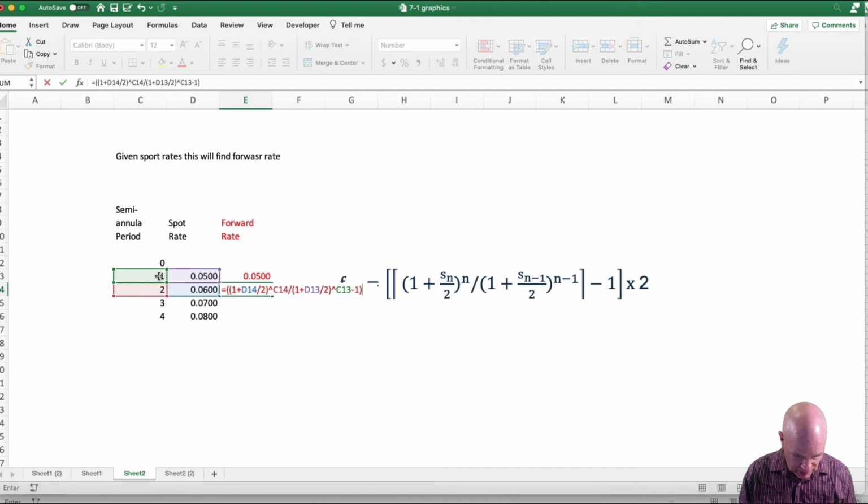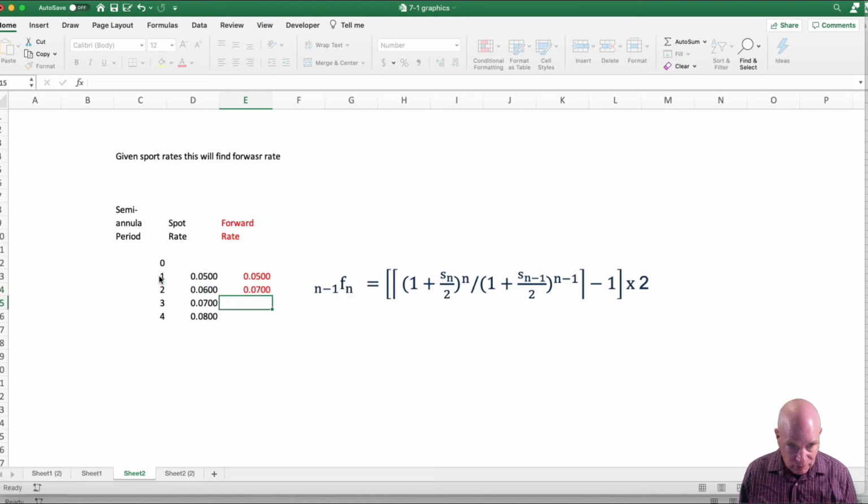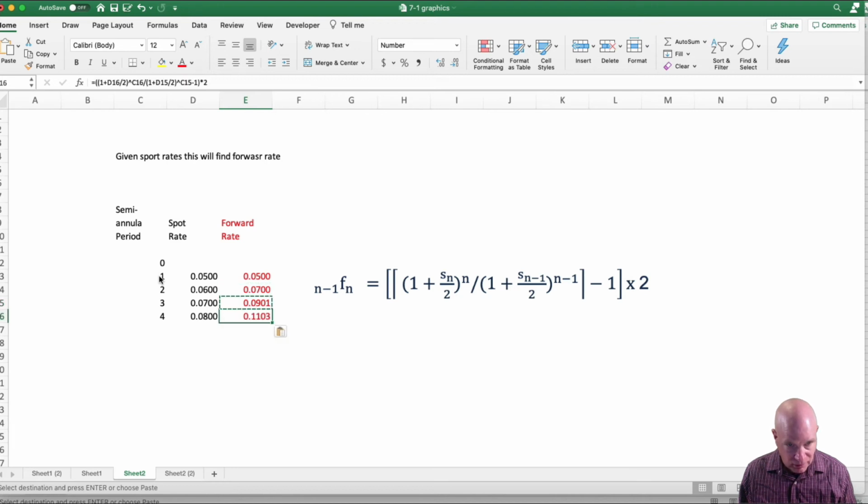All right. There is my formula. That will give me the forward rate for period 2. Again, note that it goes up. There's my forward rate for period 3. And there is my forward rate for period 4. So if I found a bunch of forward rates in this format, I could implement this formula in Excel relatively easily.